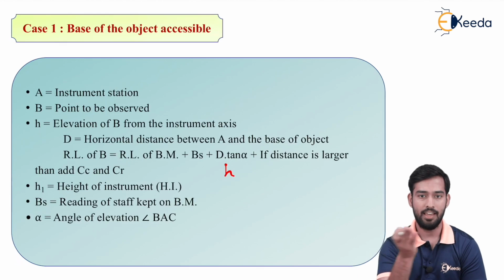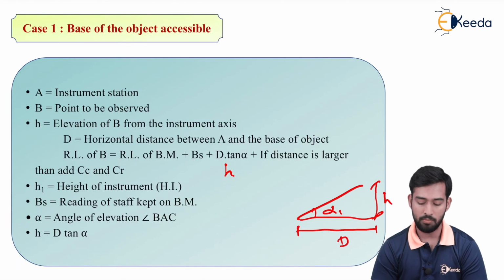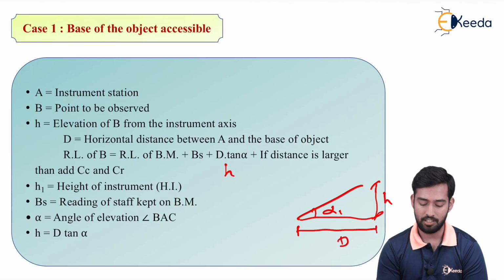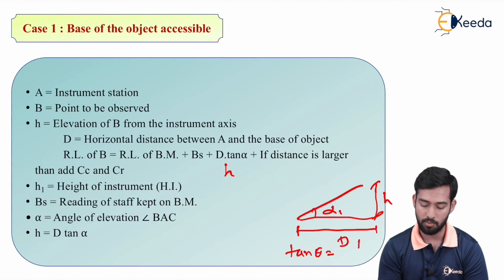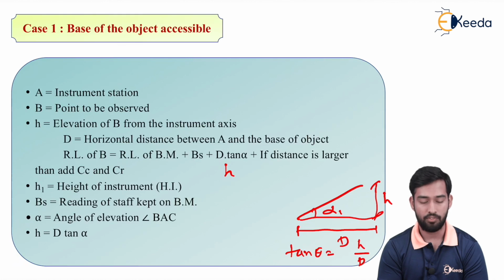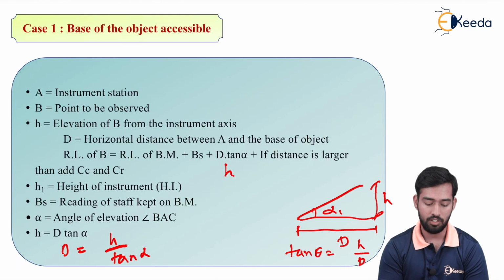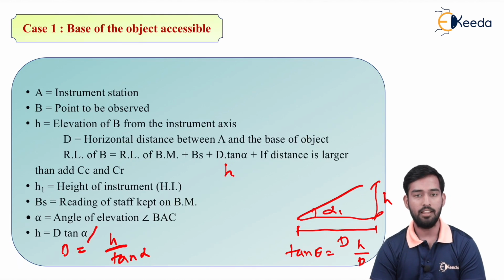So angle BAC. Now H is D tan theta. How do we calculate H? Here we know alpha 1 and D, and this height H we have to calculate. So which formula will we use? Opposite upon adjacent, which is nothing but tan theta. So tan theta is opposite upon adjacent. Over here theta is alpha. So tan alpha is equal to H by D. So H is equal to D tan alpha. And if you have to find D sometimes, then D will be simply H by tan alpha. But over here we are required to find H only. So H is D tan alpha.